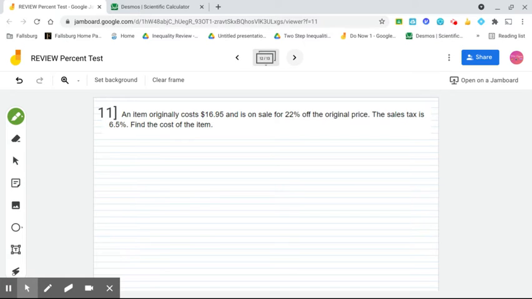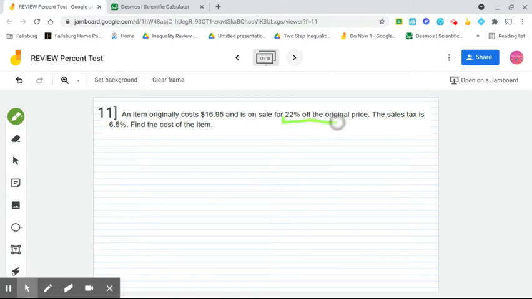Number 11, an item originally cost $16.95 and is on sale for 22% off of the original price. The sales tax is 6.5%. Find the cost of the item. So this is very similar to the last problem. We have the 2 percentages here. However, it's a little different because one is a discount, which is a subtracted price, and one is tax, which is an added price. So we have to do this separately. You first have to find the discounted price and then the tax.